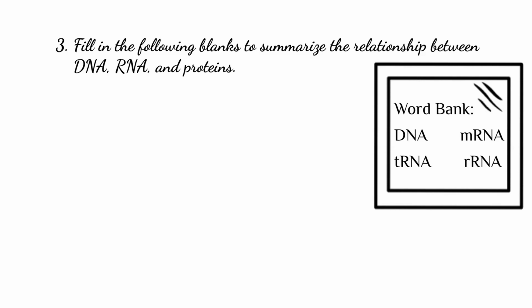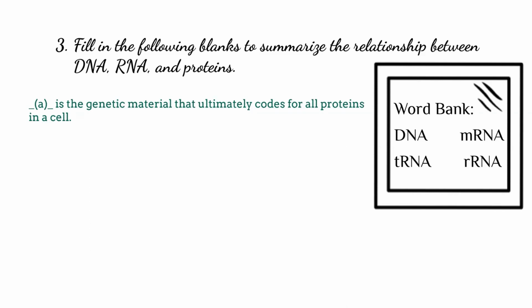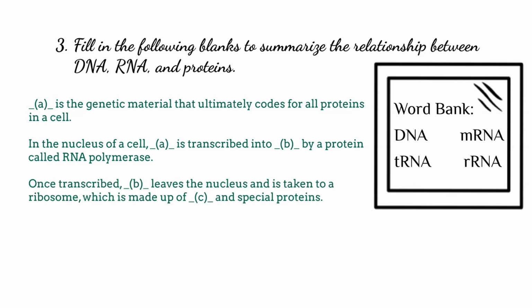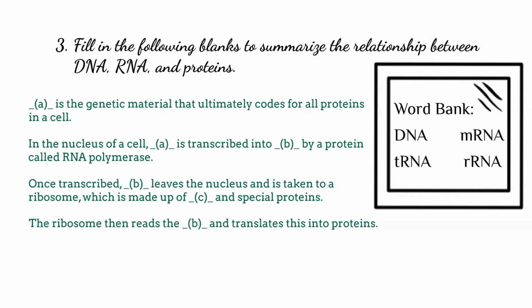So, A is the genetic material that ultimately codes for all proteins in a cell. In the nucleus of a cell, A is transcribed into B by a protein called RNA polymerase. Once transcribed, B leaves the nucleus and is taken to a ribosome. A ribosome which is made up of C and special proteins. The ribosome then reads the B and translates this into proteins.